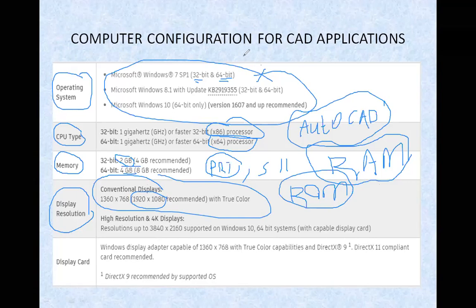Minimum that resolution should be required for viewing these AutoCAD commands, because if you go with some low configuration or low resolution, the graphics are not going to be supported by AutoCAD. So it should be minimum 1920 into 1080. We also have some high resolution 4K displays, but if we have 1360 into 768, that can be ideal for running the AutoCAD application.